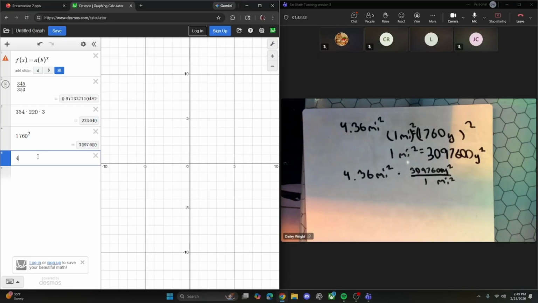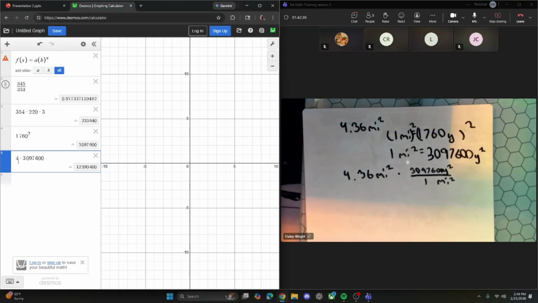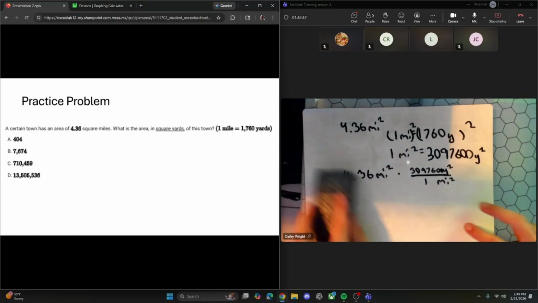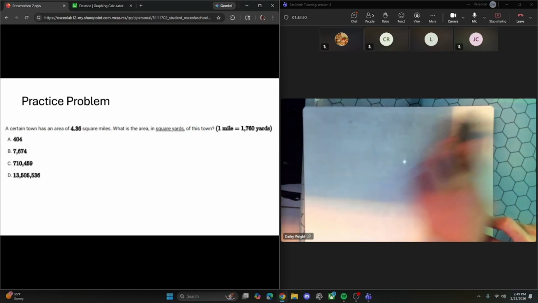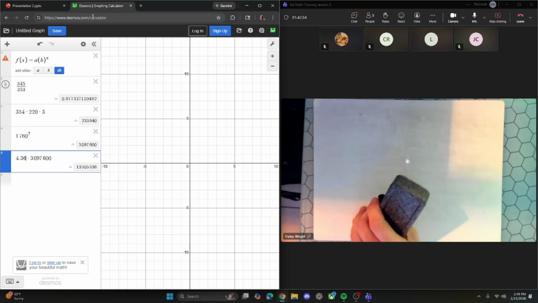So 4 times 3,097,600. And that would give you 12,390,400. Oh, 4.36, sorry. 13,505. And that is going to give you answer choice D. What I got wrong originally was I only plugged in 4 square miles when it was 4.36.